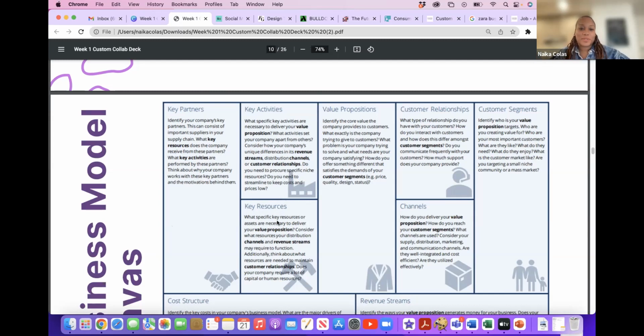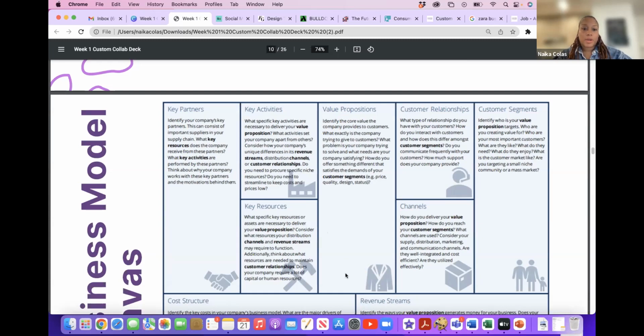And then your key resources. So what specific resources or assets are necessary to deliver your value proposition, which would be your pieces and all of the other things that you're offering. And then you would also think about resources needed to maintain customer relationships. For that I would say maybe your email marketing. Maybe that would be having interns respond to consumers online, beneath your posts. That would be a lot of marketing.